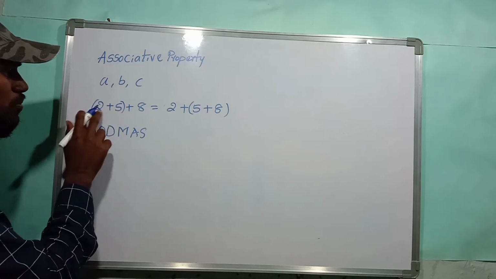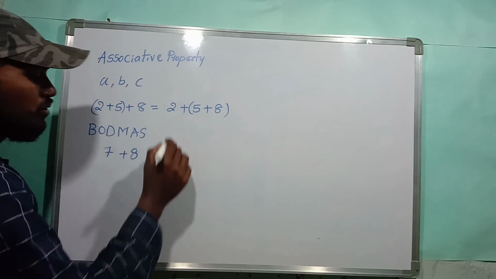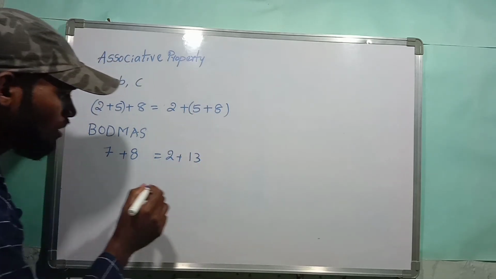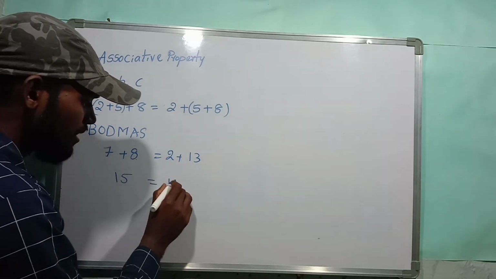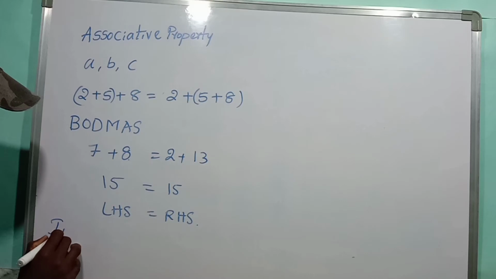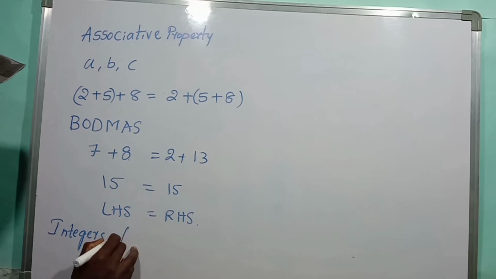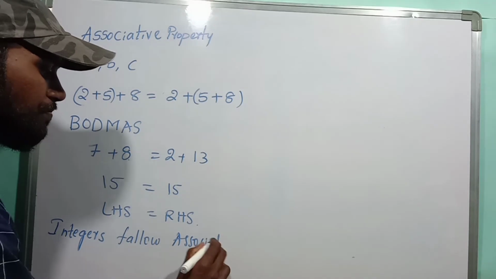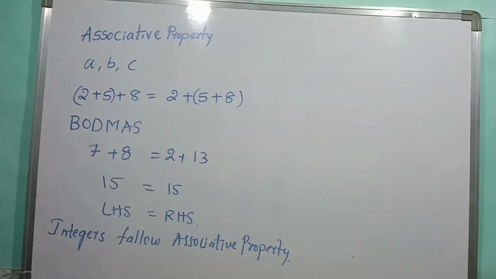So see here, according to the BODMAS rule, we first calculate what is in the brackets. 2 plus 5 is equal to 7, and 8 as it is. Then 5 plus 8 is 13. Now 7 plus 8 is 15, and 13 plus 2 is 15. Here LHS is equal to RHS. Everyone clear? Then we can conclude that integers follow the associative property.